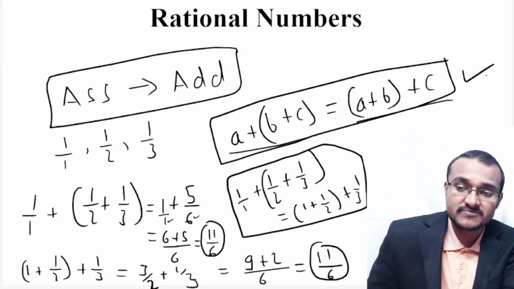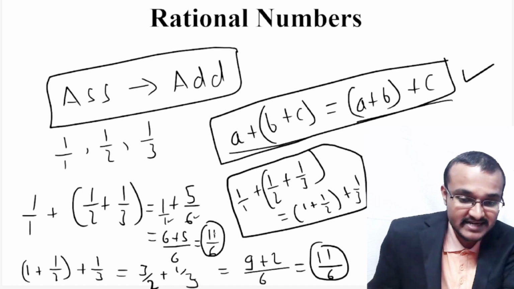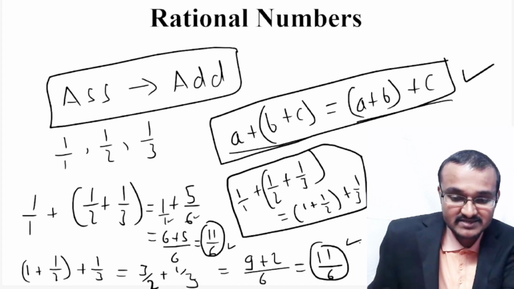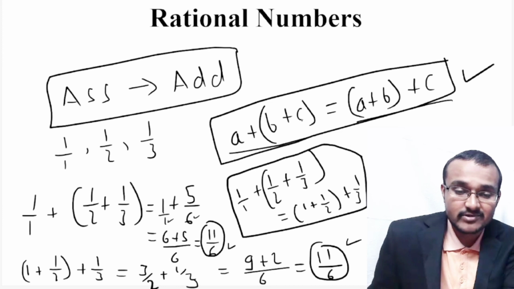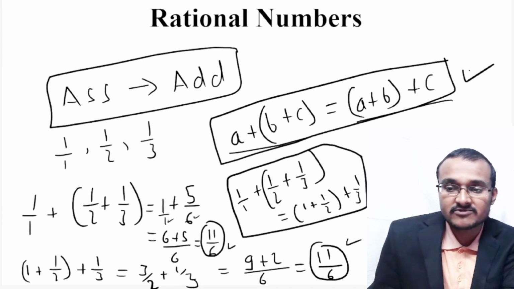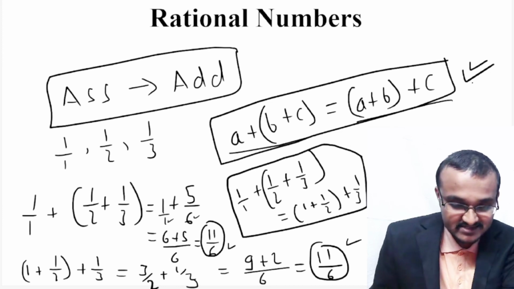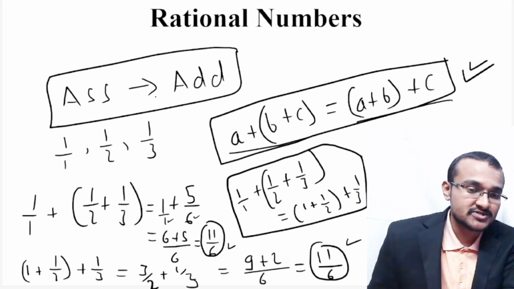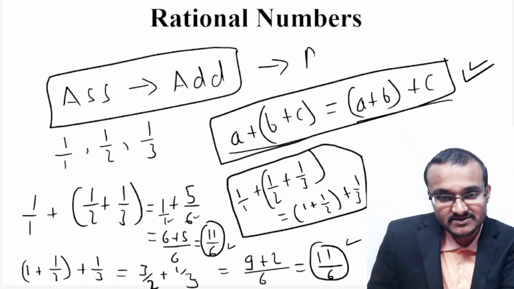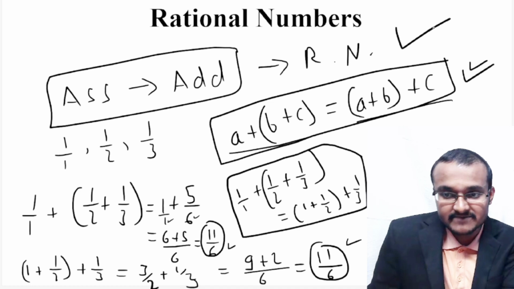So this particular equation is satisfied by rational numbers, because you are getting 11 by 6 and 11 by 6, the same answer when you write in the form of LHS and RHS. So this particular equation is satisfied for these rational numbers. So associative property under addition for rational numbers is satisfied.